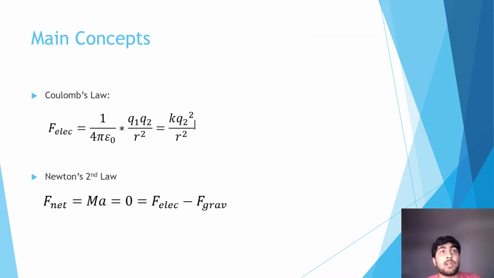The first main concept for this lab is Coulomb's law, which says the electric force is equal to 1 over 4 pi epsilon naught times Q1 times Q2, which are the charges of both particles, divided by the separation distance squared, which is equal to K, the condensation of the previous constants, times the charge of the upper tape squared, divided by the separation distance squared.